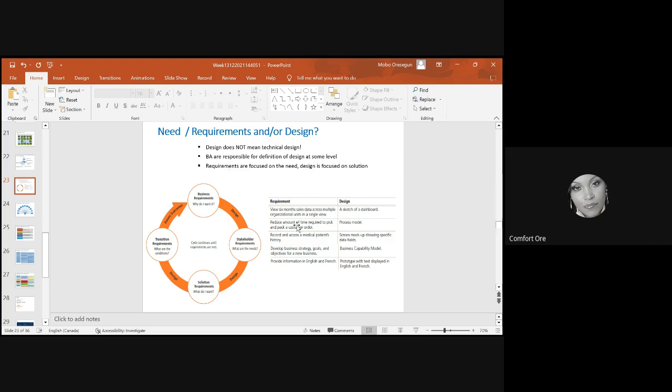Okay. So a requirement can be to view your 6-month sales data across multiple organization units in a single view. And then your design, which you're offering as a solution, is to sketch a dashboard. So this is my need. I want to view 6 months of sales data across multiple organizational units in a single view.